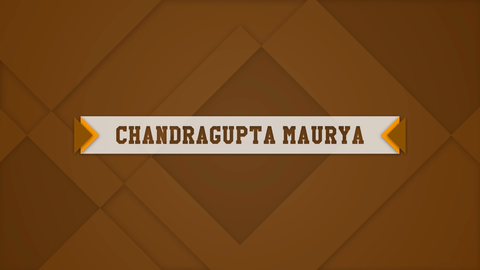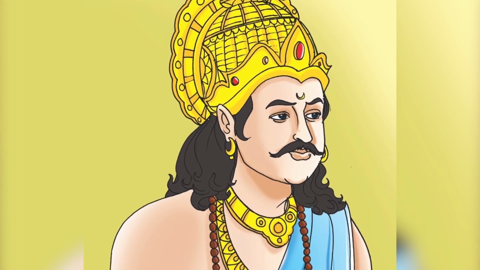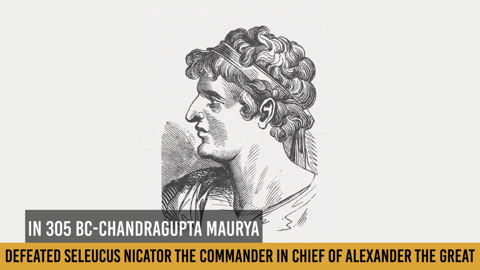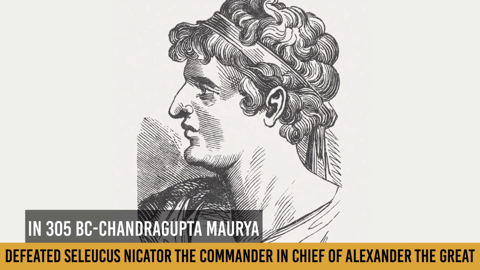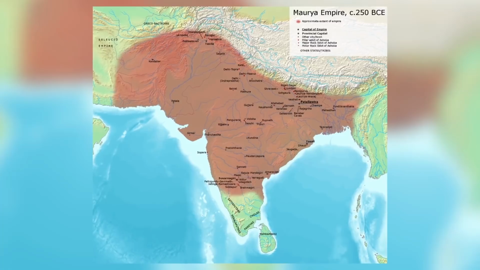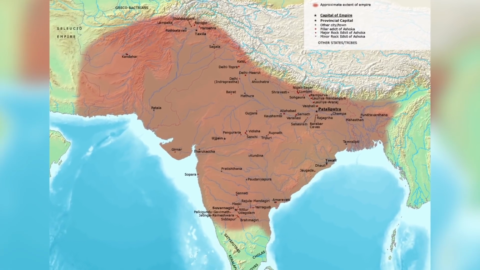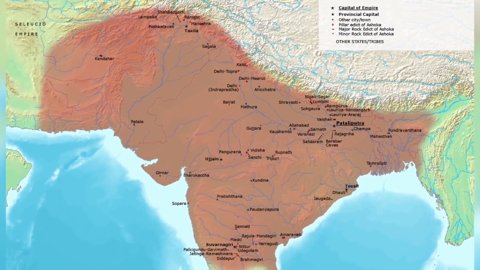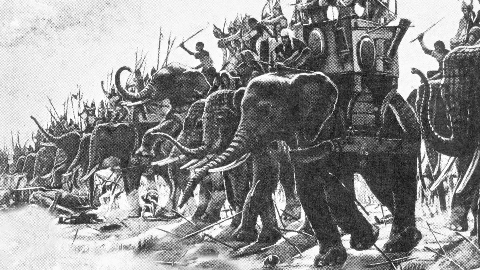Chandragupta Maurya. Chandragupta Maurya founded the Mauryan Empire by defeating the Nandas with the help of Kautilya. In 305 BC, Chandragupta Maurya defeated Seleucus Nicator, who was the commander of Alexander the Great. A treaty was signed, according to which Seleucus gave Chandragupta eastern Afghanistan, Baluchistan, and an area west of the Indus, and in return, Chandragupta Maurya gifted Seleucus 500 elephants and married his daughter.